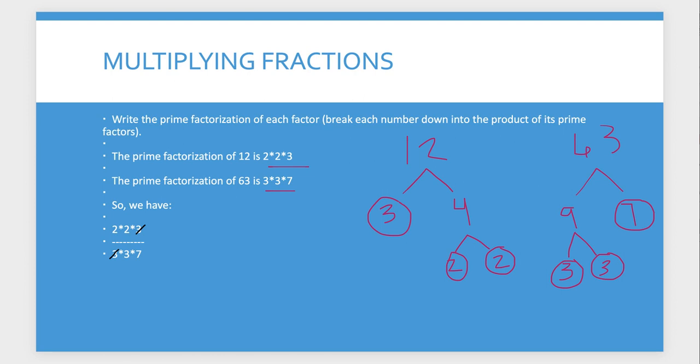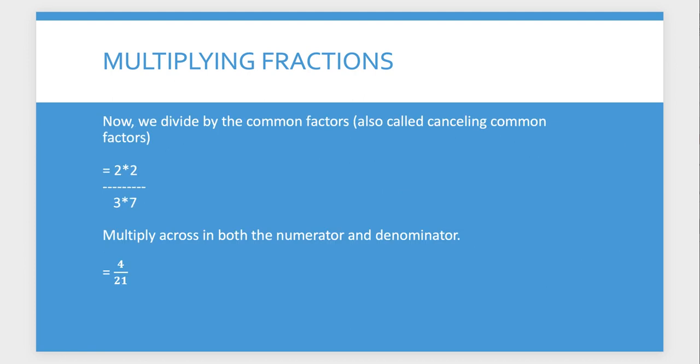So now that I have it written as its product of primes on top and bottom, I notice I have a common 3 on top with the 3 on the bottom. I cancel one of those out, and what I'm left with is 2 times 2 on top and 3 times 7 on the bottom. 2 times 2 is 4. 3 times 7 is 21. And since we had positive times positive, we know our result should be positive, so we're good there.